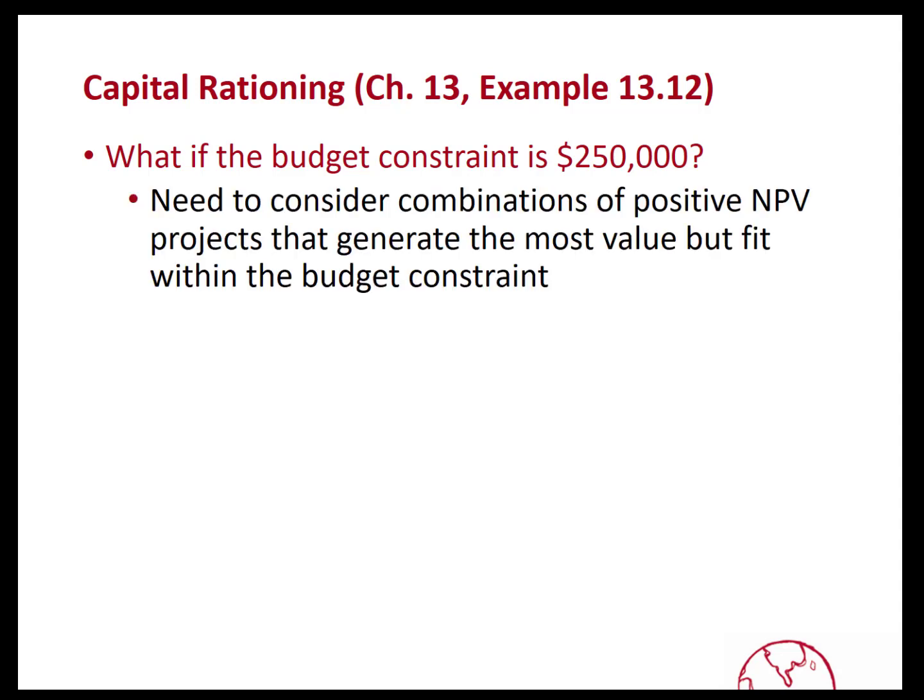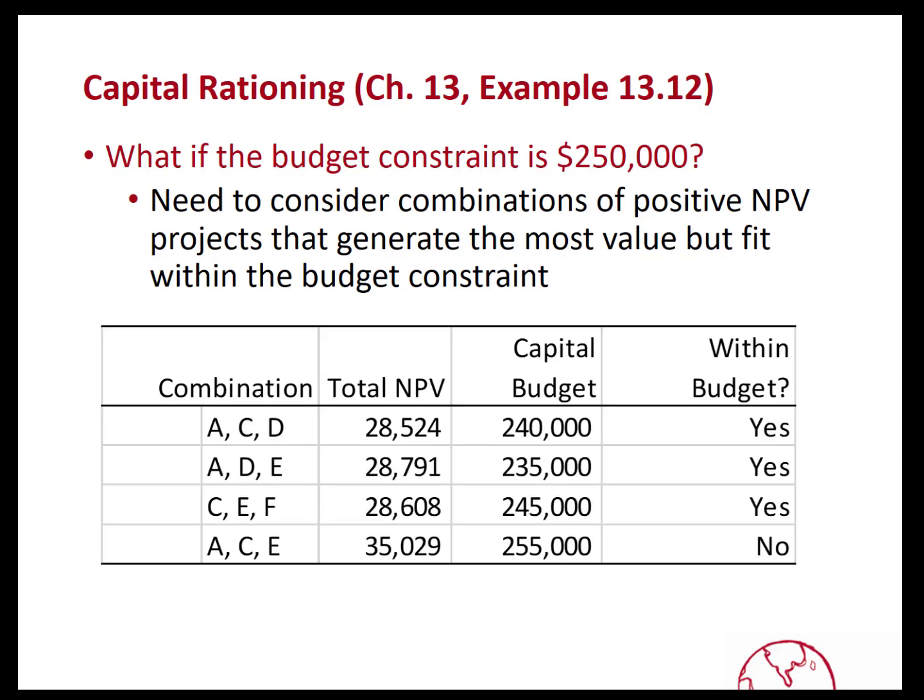Now we're going to have to look at combinations of only the positive NPV projects that are going to generate the highest amount of NPV, but fit within the budget constraint. And as you can see, A, C, and D has a total net present value of $28,524, and the capital that you would have to outlay would be $240,000. So it fits within the budget.